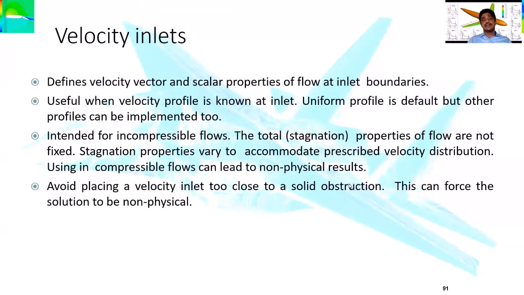Now let us move on to the next one, that is the velocity inlets and the velocity outlets. As far as the inlets are concerned, the velocity vector defines the velocity properties of the fluid. This is a velocity vector along with the scalar properties at the inlet boundaries. This is very useful in inlet boundary conditions, where it defines whether the flow profile needs to follow a parabolic or a straight profile, like in inviscid flow, as it has to behave at that particular point.